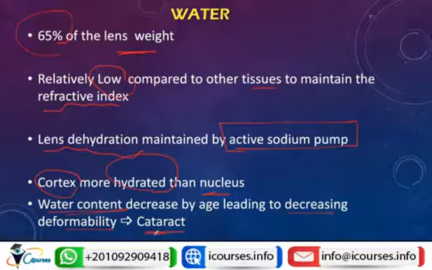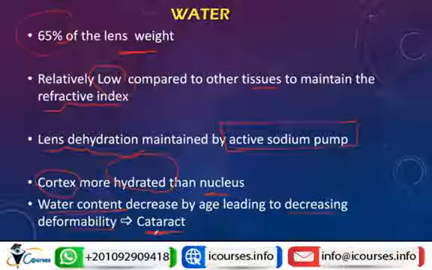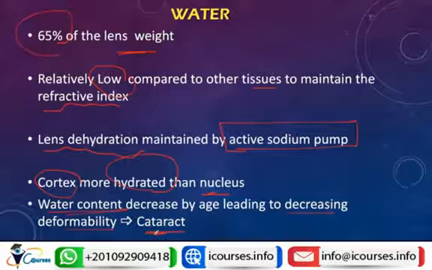As we get older, the water content decreases, and the water content is important for maintaining transparency within this relatively low amount. If it decreases more than this by age, the lens loses its flexibility, so it will not be able to contract and relax, and the lens proteins will override each other. This is one of the mechanisms responsible for cataract formation.